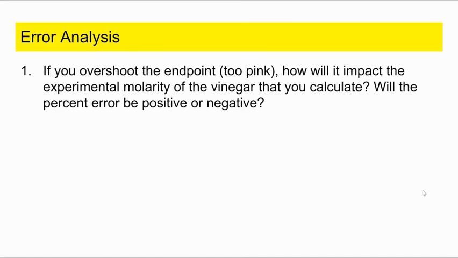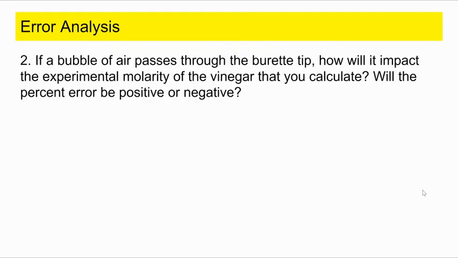As you think through the error analysis, 2 questions for you to ponder. If you overshoot the endpoint and your solution is too pink, how will it impact your experimental molarity of vinegar that you calculate? Will the percent error be positive or negative? If a bubble of air passes through the burette tip, how would that impact the experimental molarity of vinegar that you calculate? Again, would your percent error be positive or negative?